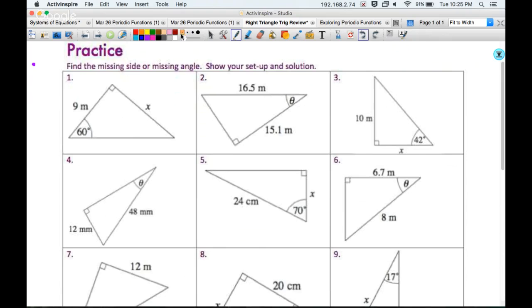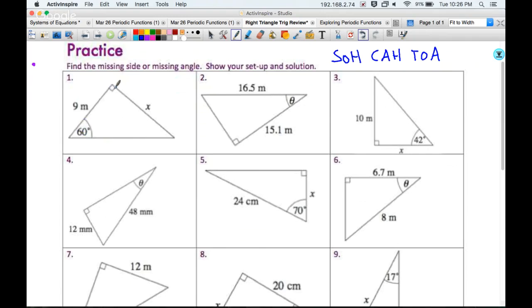For most of these, we're going to be using just SOHCAHTOA. I might even write that up at the top to remind myself that sine is always equal to opposite over hypotenuse, cosine is always equal to adjacent over hypotenuse, and tangent is always opposite over adjacent. I have to look at which specific side lengths I'm given so I can know which of these to pick. So I'm given an angle and two sides. That's a really good indication that I'm going to be using trig functions.